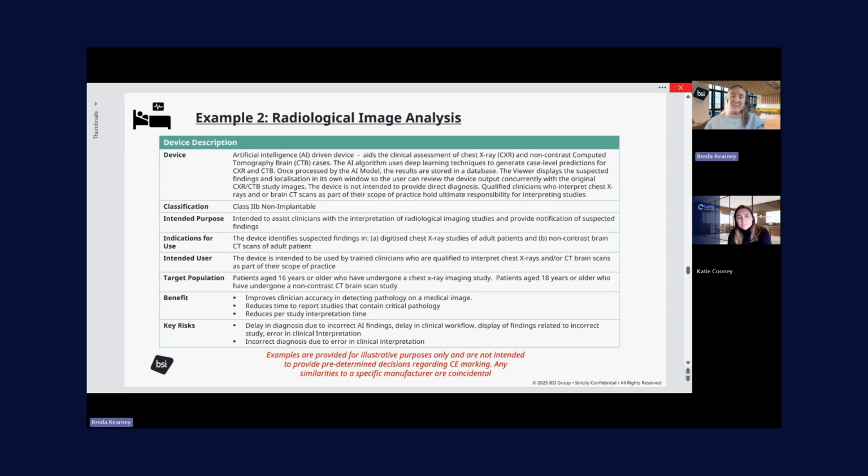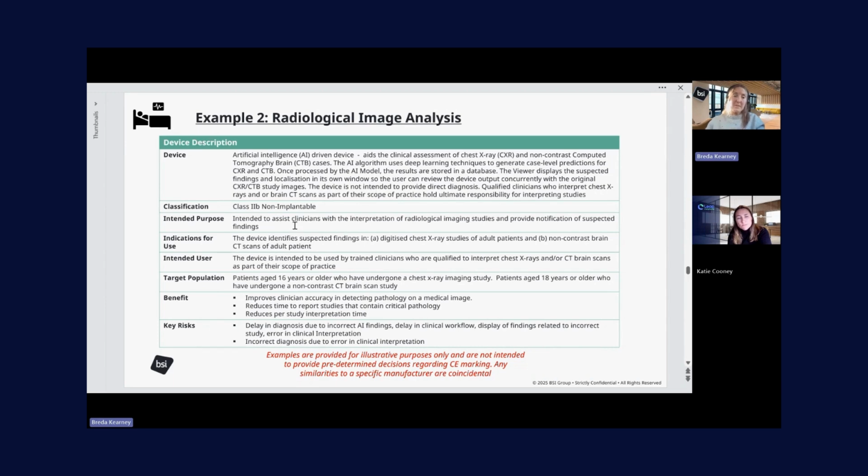The important thing is what they've said here is this isn't intended to provide direct diagnosis. We see that a lot with software as a medical device. So it doesn't provide direct diagnosis. Qualified clinicians who interpret these X-rays and or brain scans as part of their scope of practice ultimately hold responsibility for interpreting the studies. So this is a class 2B, so it's a higher risk class.